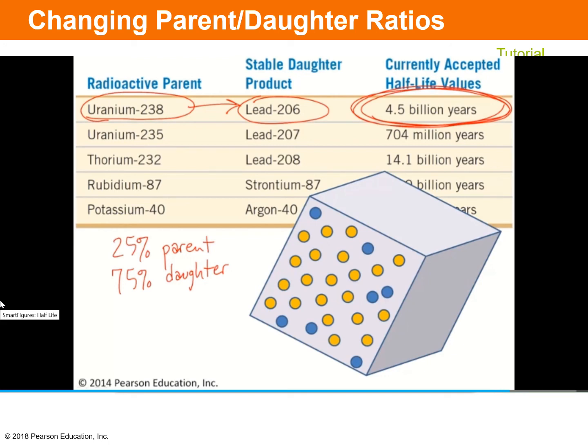Well, hopefully you figured out that to have 75% daughter and 25% parent, that's 2 half-lives. And so you multiply 4.5 billion years by 2, and you get 9.0 billion years. Now, that's the correct answer for this problem, but that's not really a realistic number for any kind of rock you're likely to find on Earth because it's way too old. So the Earth is around 4.5 billion years old. Finding a rock that's 9 billion years old would be quite surprising indeed.